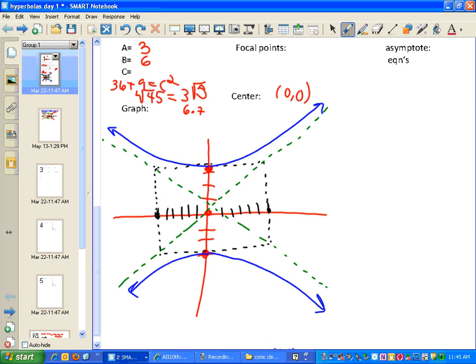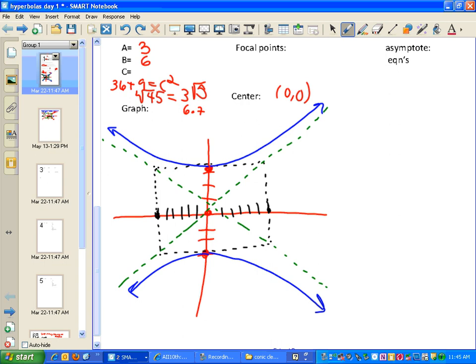So the reason we have that second value is to create our little rectangle. Does that make sense? So that we can draw our asymptotes in through the corners and give us the shape of the hyperbola. So you can't just wing the hyperbola? You cannot just wing it, no.